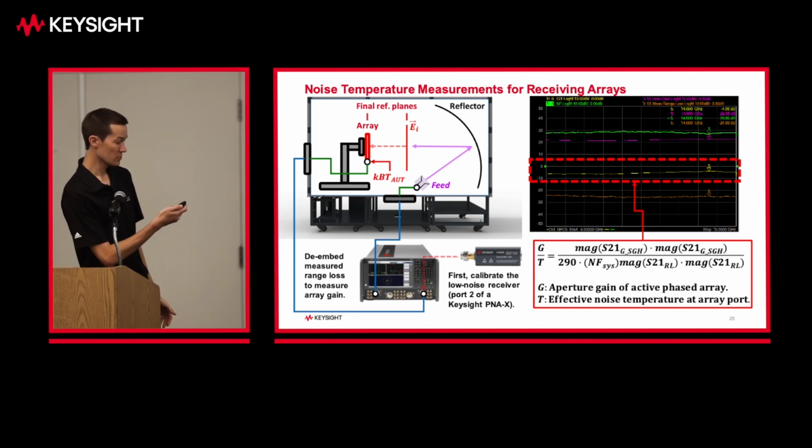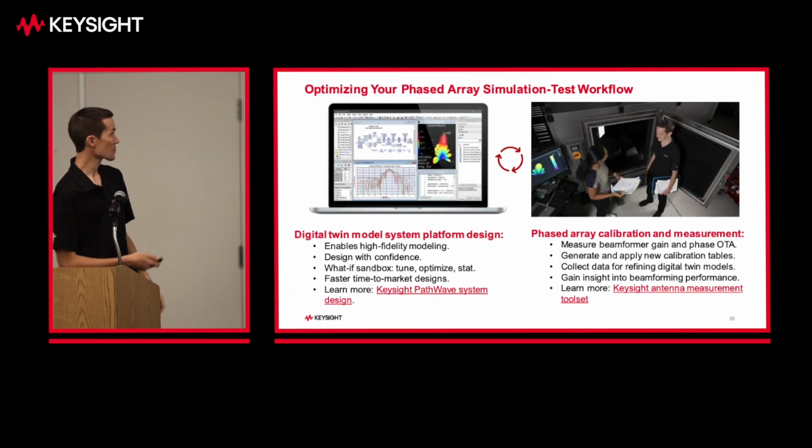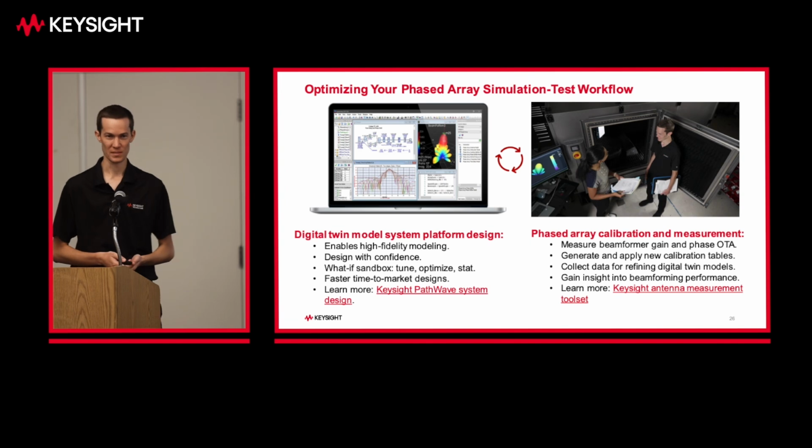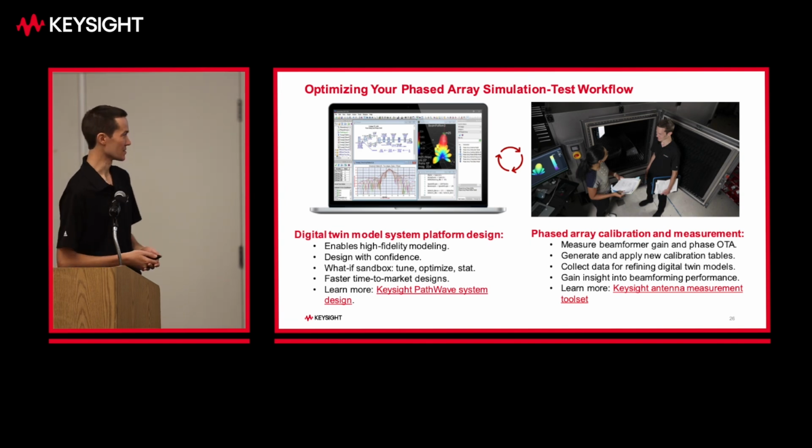So we can also do G over T for receiving arrays, and as I said, for transmit arrays, modulation distortion. So there's a variety of measurement options that we have with our network analyzers. And that brings me to the final slide here.